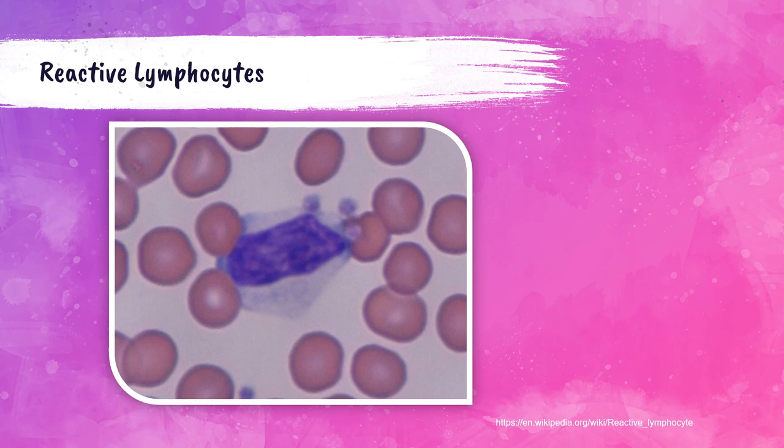So this reactive lymph on this slide is swarming around the red blood cell, so you can see it here swarming, and there's a little bit of an increased basophilic rim around the cytoplasm. So this is a classic reactive lymph. I could not find any really good non-copyright images for this particular presentation of reactive lymphs, but I encourage you to just Google reactive lymphocytes, and you can see a ton of pictures there of reactive lymphs.